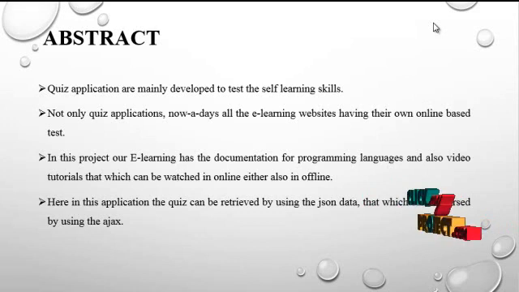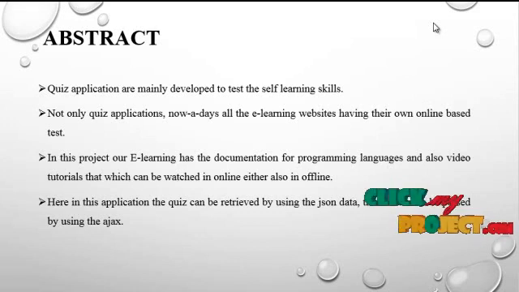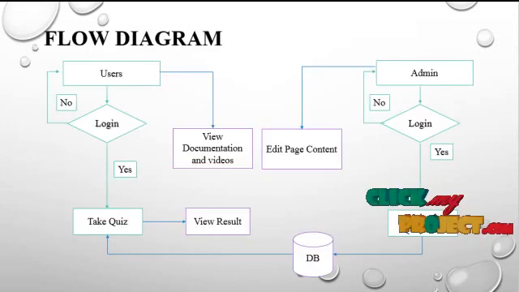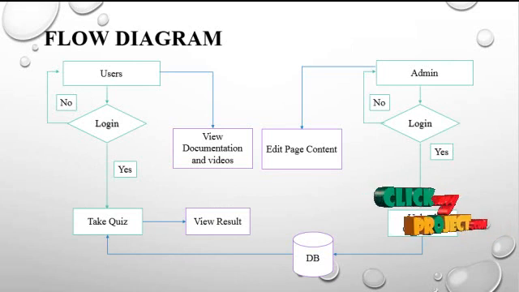Here in this application the quiz can be retrieved by using JSON data, which can be passed by using the AJAX statements. Now we can see the flow diagram of our project.